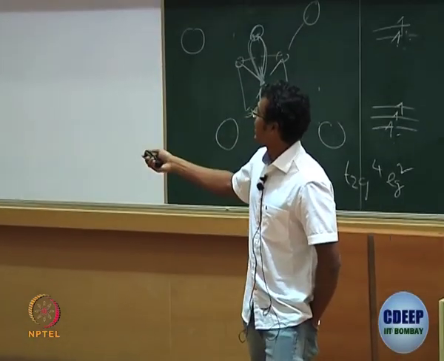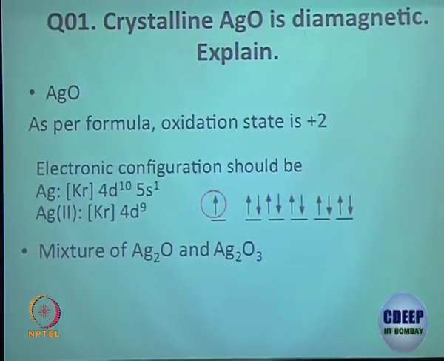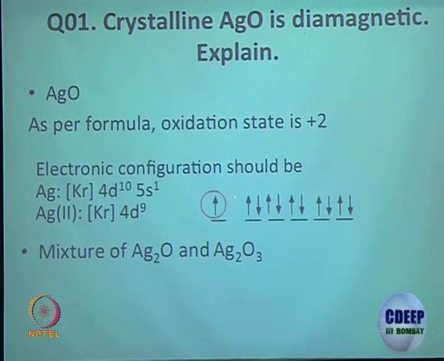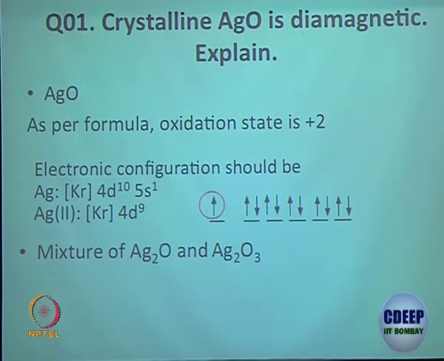Okay, time up. The silver oxidation state is plus two, so it is a d9 electronic configuration. A d9 electronic configuration means one unpaired electron, so it should be paramagnetic. Diamagnetic means no spin, right? Or at least paired spin. How is it? This is where I was saying it is a trick question.